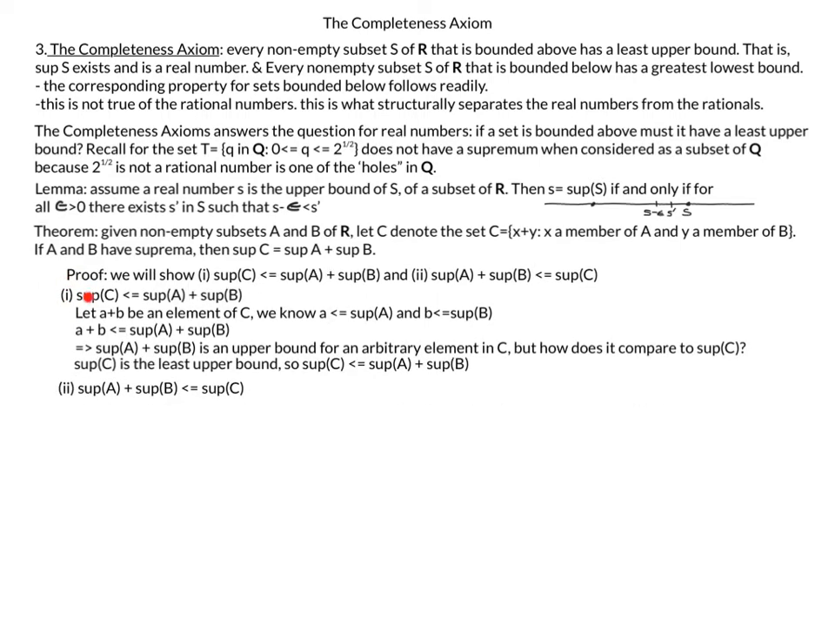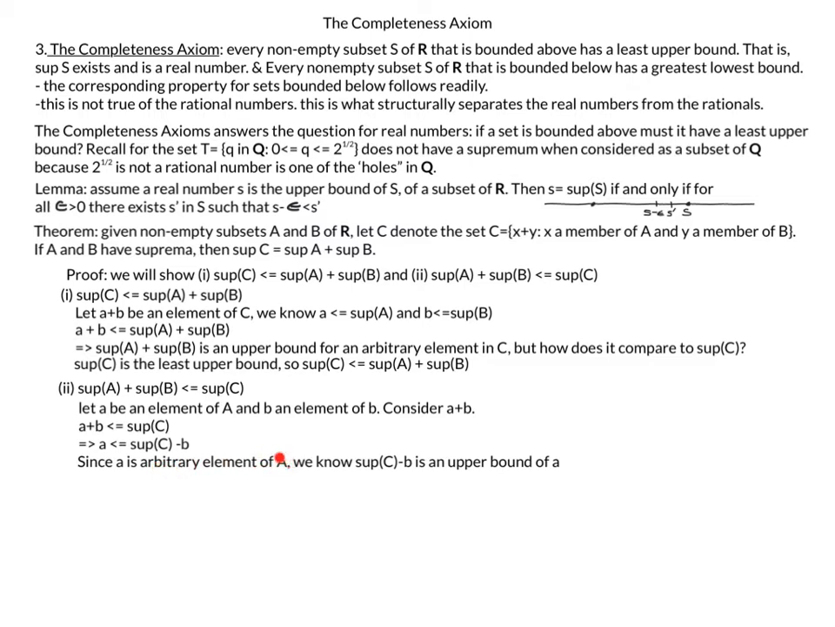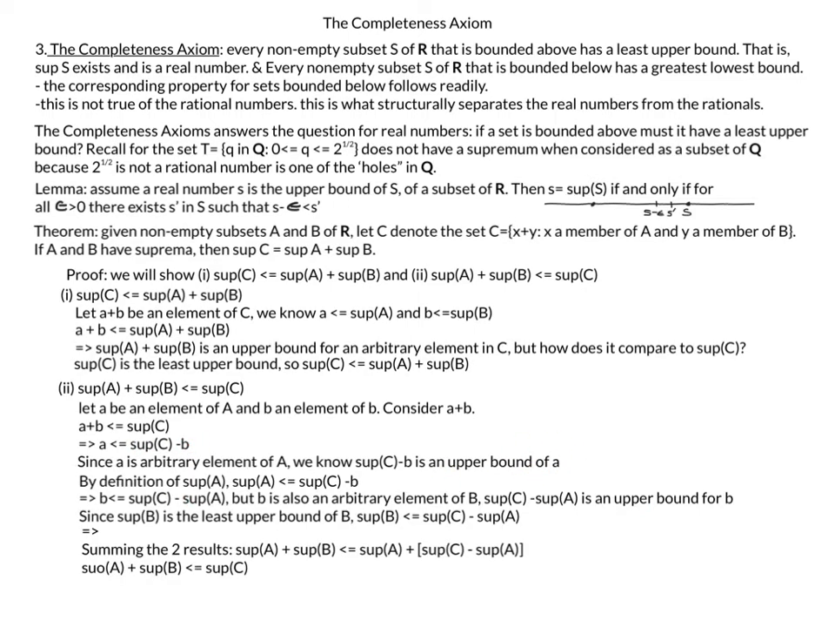Or I should say I'm done with part 1. So part 2 is sup A plus sup B is less than or equal to sup C. We are going to let a be an element of set A and b be an element of set B, and we're going to consider a plus b. Since it's an element of C, a plus b is less than or equal to sup C. From algebra, I can move the b over. I have a is less than or equal to sup C minus b. Since a is an arbitrary element of set A, we know that sup C minus b is an upper bound of A. By definition of sup, sup A is less than or equal to sup C minus b.